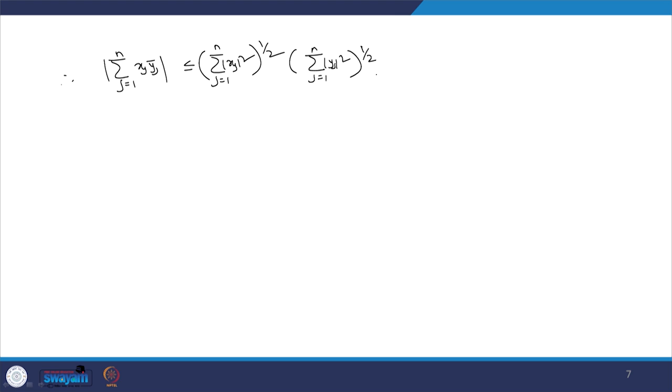According to the Cauchy-Schwarz inequality, the summation over j equal to 1 to n of xj yj bar is less than or equal to the square root of the inner product of alpha with alpha, times the square root of the inner product of beta with beta. The inner product of alpha with alpha is the sum over j from 1 to n of xj into xj bar, that is, the modulus of xj squared, whole power 1 by 2, the positive square root, into again the sum over j equal to 1 to n of the modulus of yj squared, whole power 1 by 2. Now, this is over F^n.